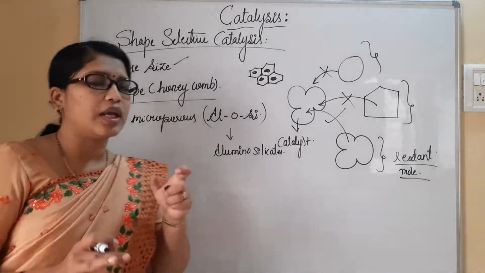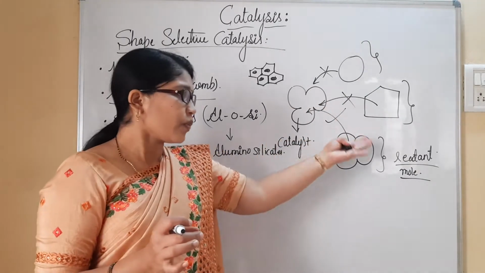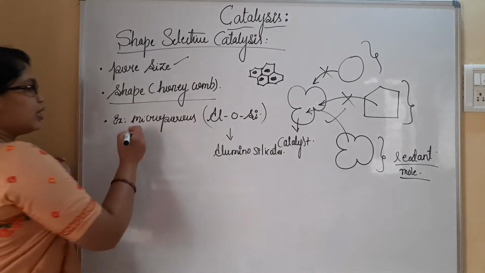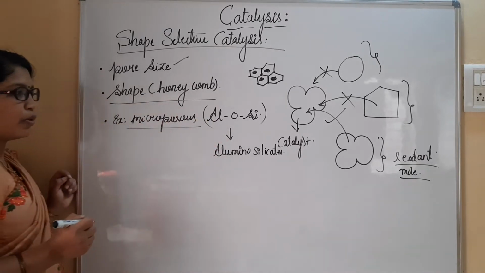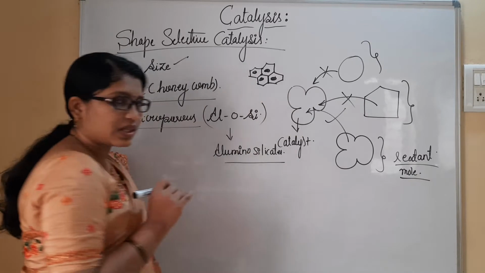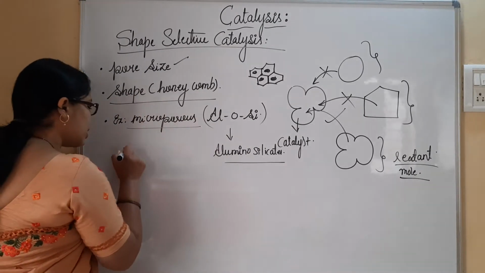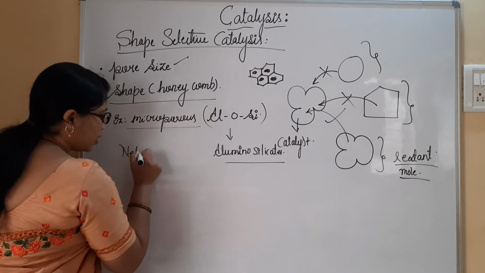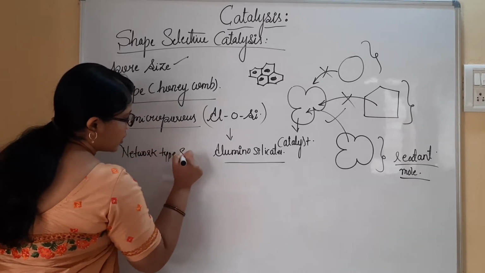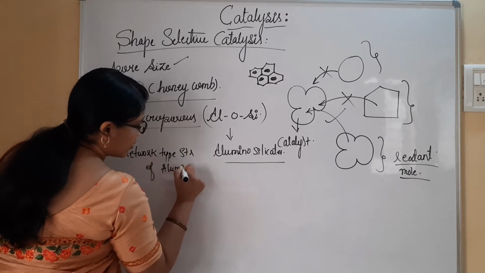It also involves the pore size of the catalyst as well as the incoming reactant molecules. These are said to be microporous. Aluminosilicates are microporous in nature. If you see the network type structure of aluminosilicates, it is as follows.